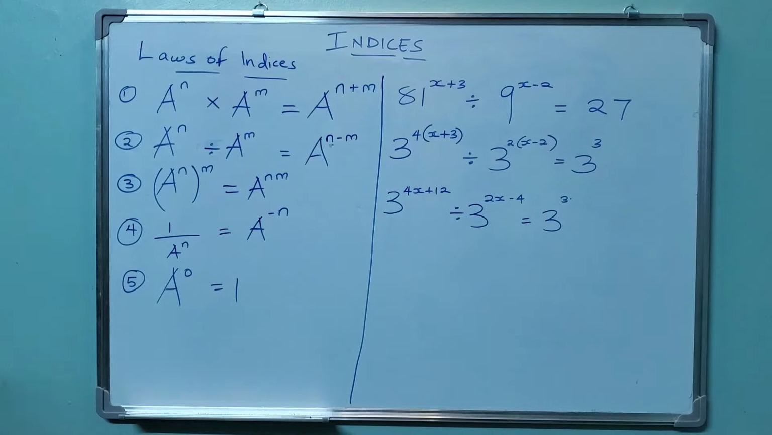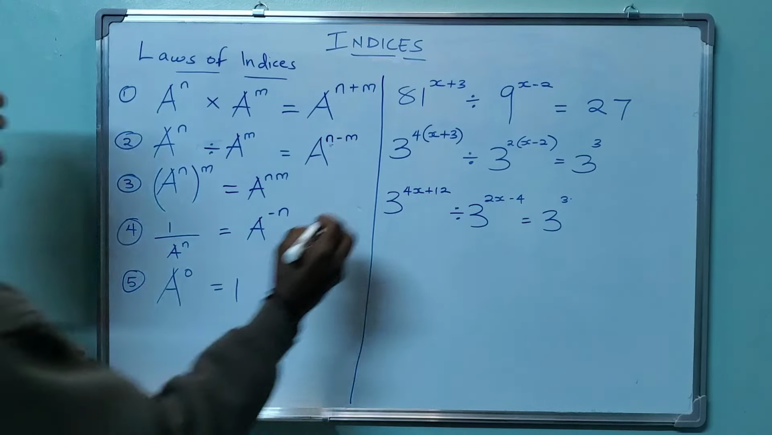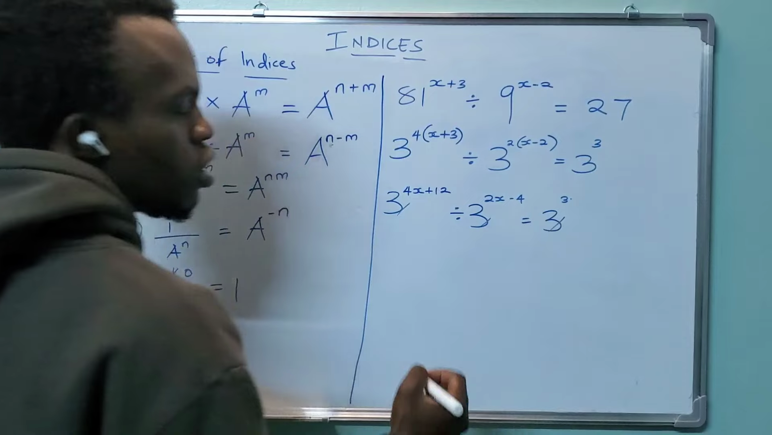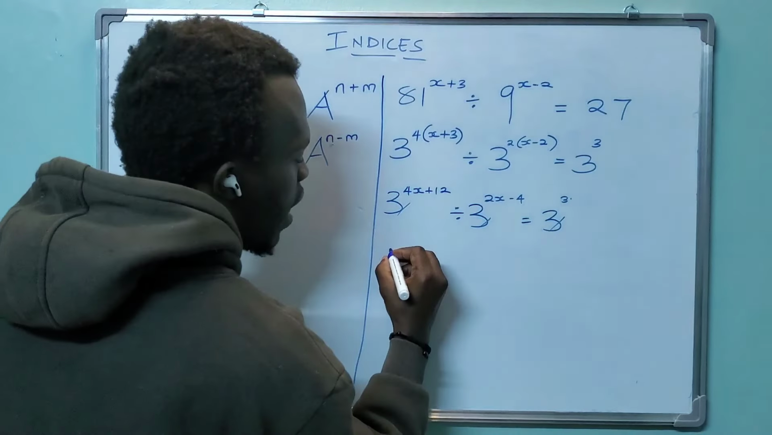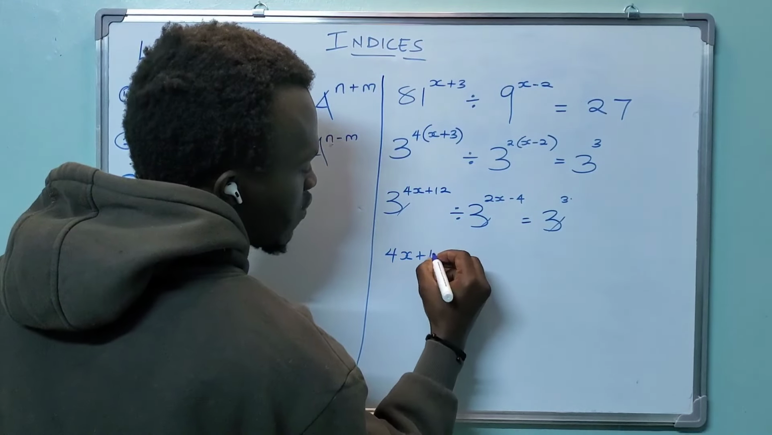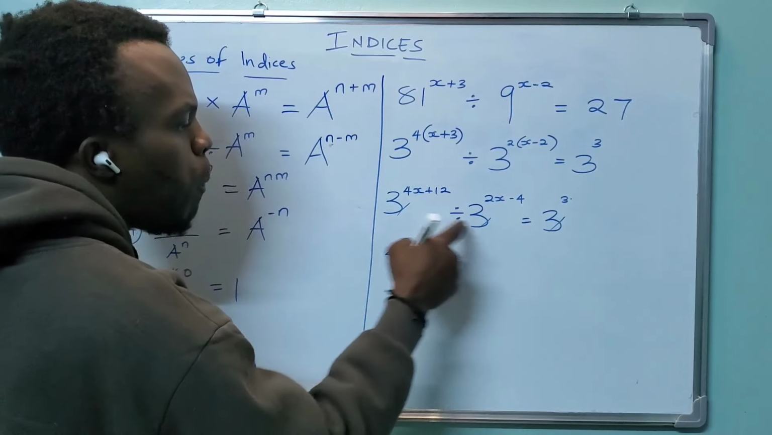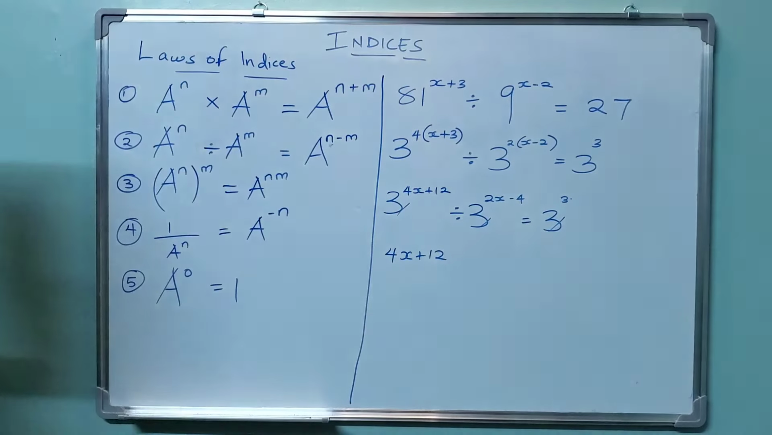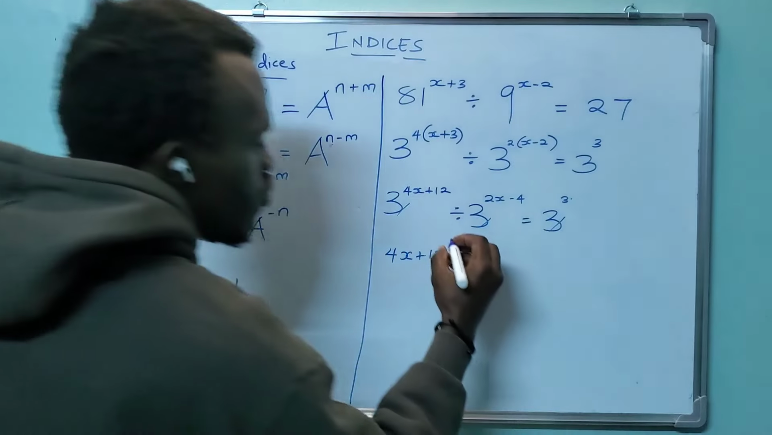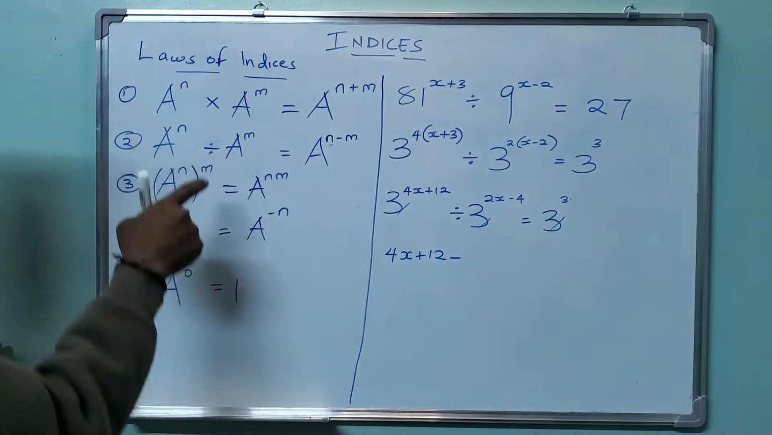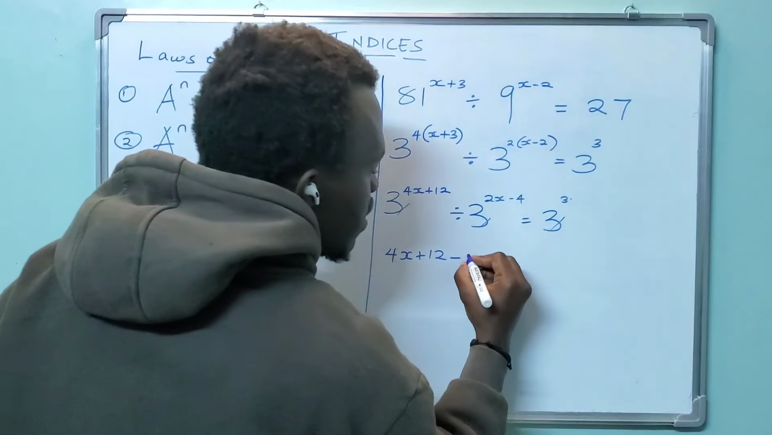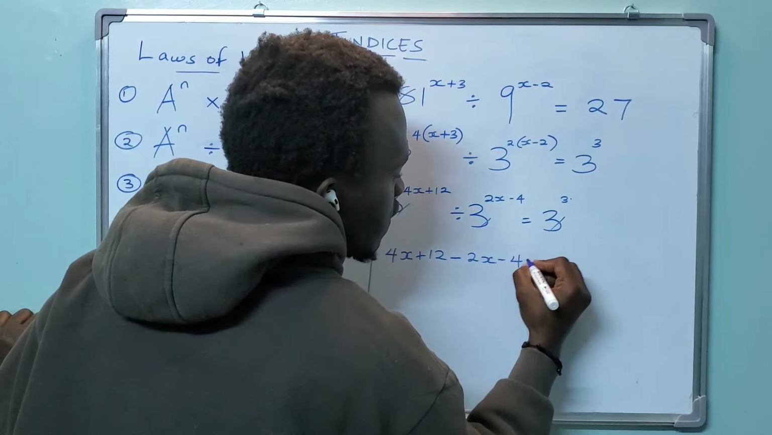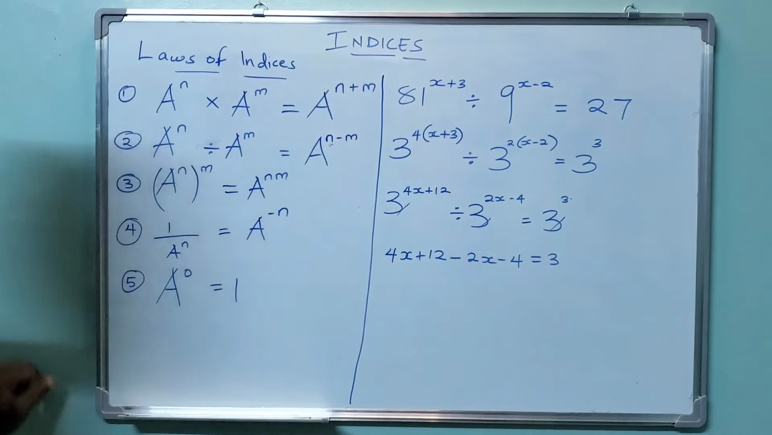So because we've already made them to the same base, it means that the bases are not going to be that important at that specific point. We are going to take the powers, whereby my first power is 4x plus 12. Then because the two powers here are separated with a division, it means that instead of a division, I'm going to have their subtraction, applying the rule number 2. That is, subtract 2x minus 4 being equals to 3.